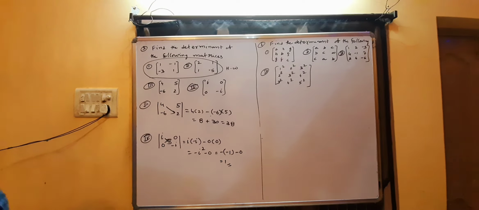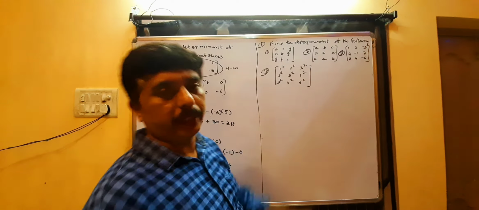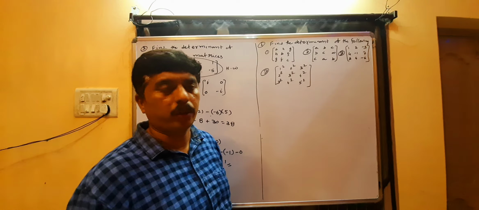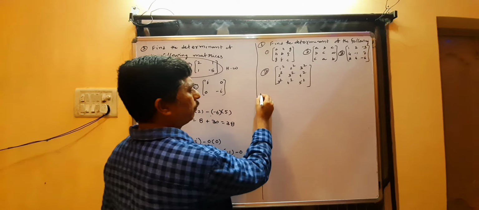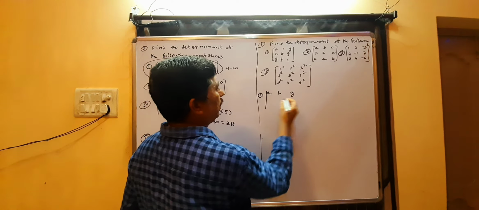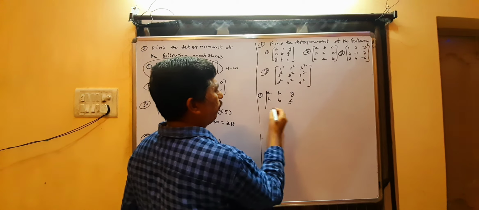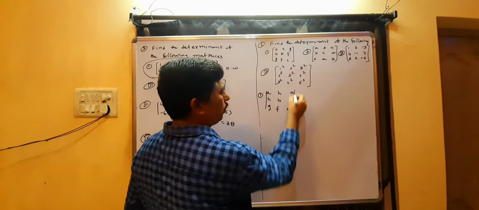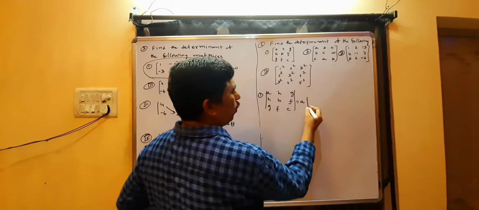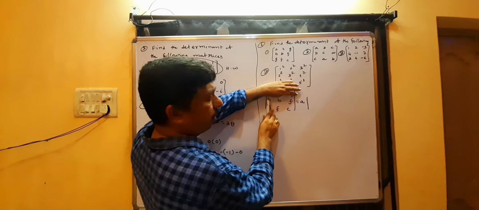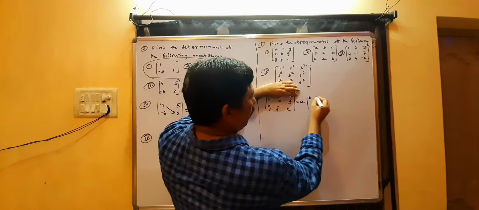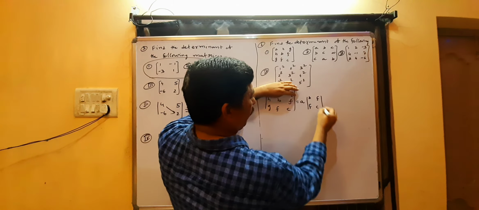Coming to the determinant of the 3 by 3 matrix. We already discussed some problems yesterday, and I gave a few as homework. Now I am repeating the problem. The matrix is A H G, H B F, G F C. With respect to the first row, I am taking A into the determinant after closing the first row and first column. What remains? B F, F C. You can find that determinant.